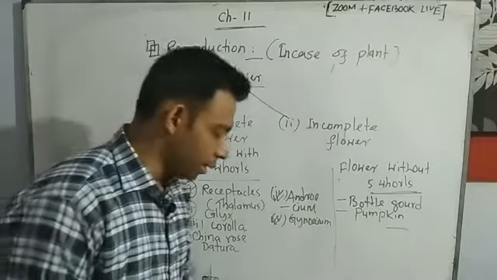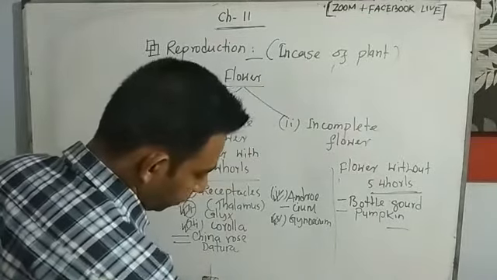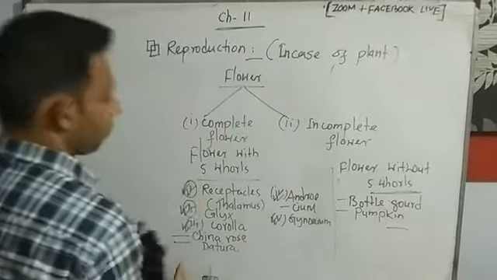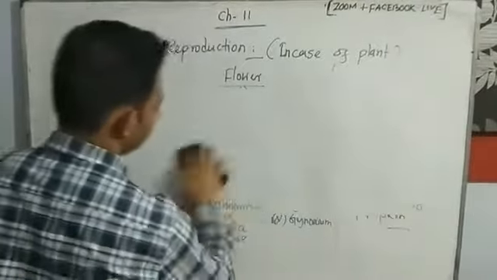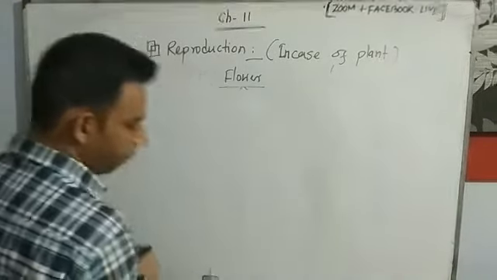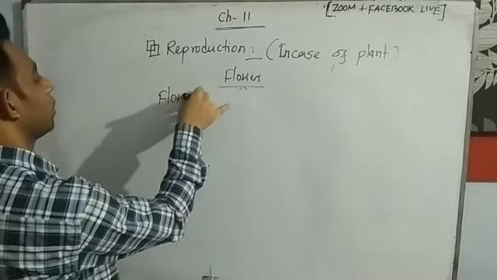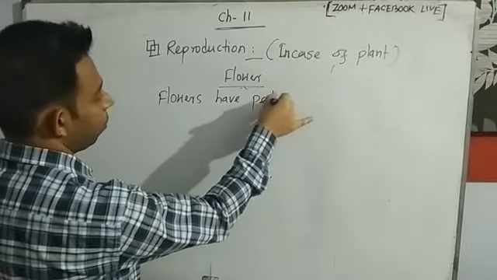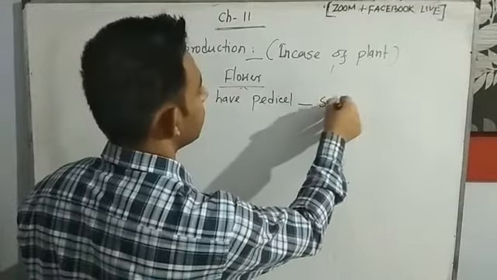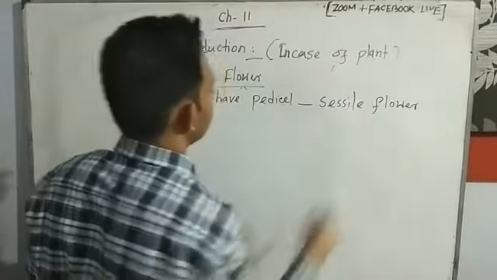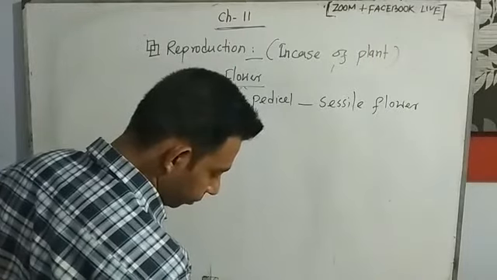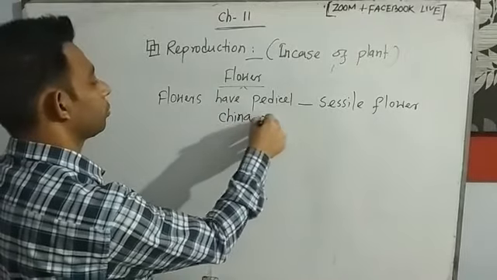So, another category and types we can say here. Then also, flowers which have a pedicel. What is pedicel? They are known as sessile flowers. We can give examples also, such as China rose and pumpkin.